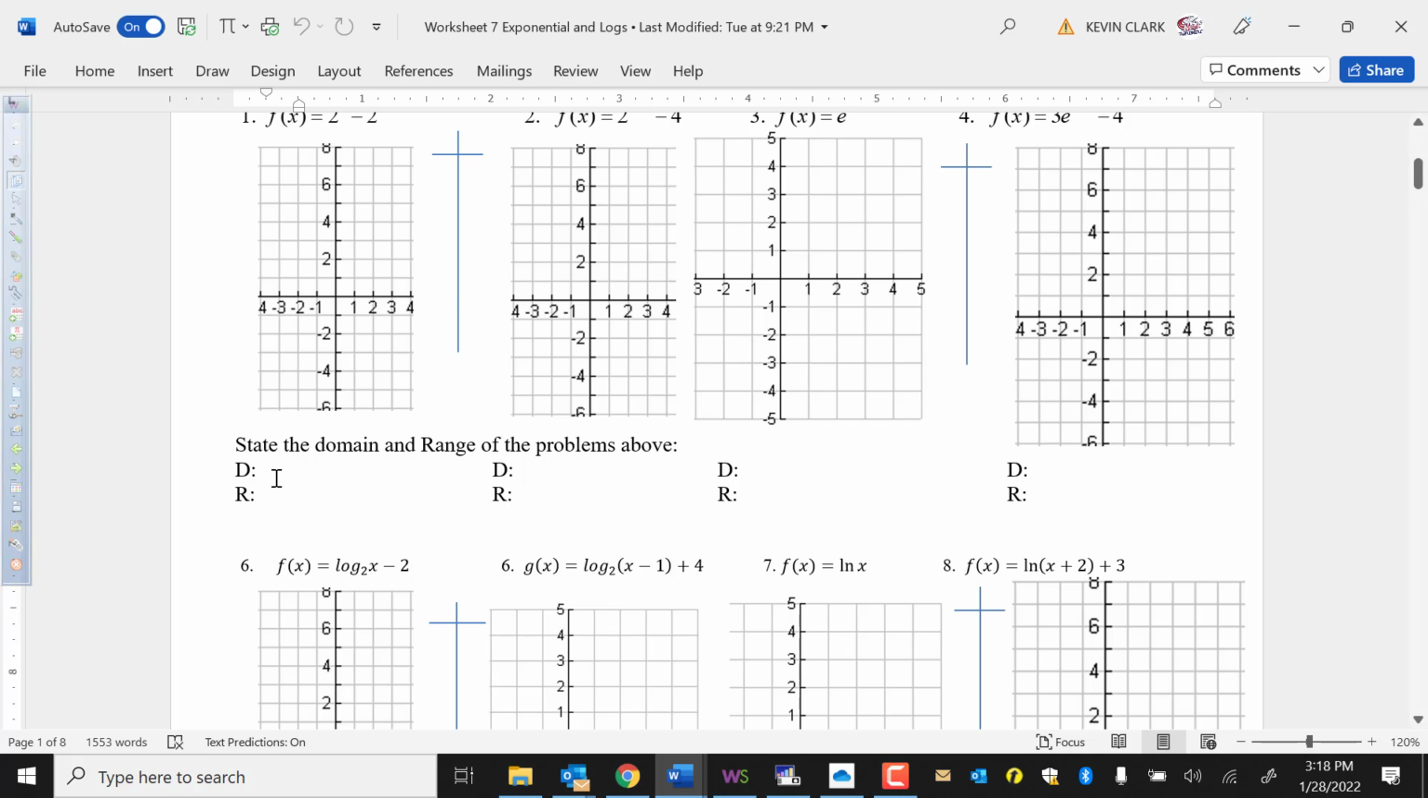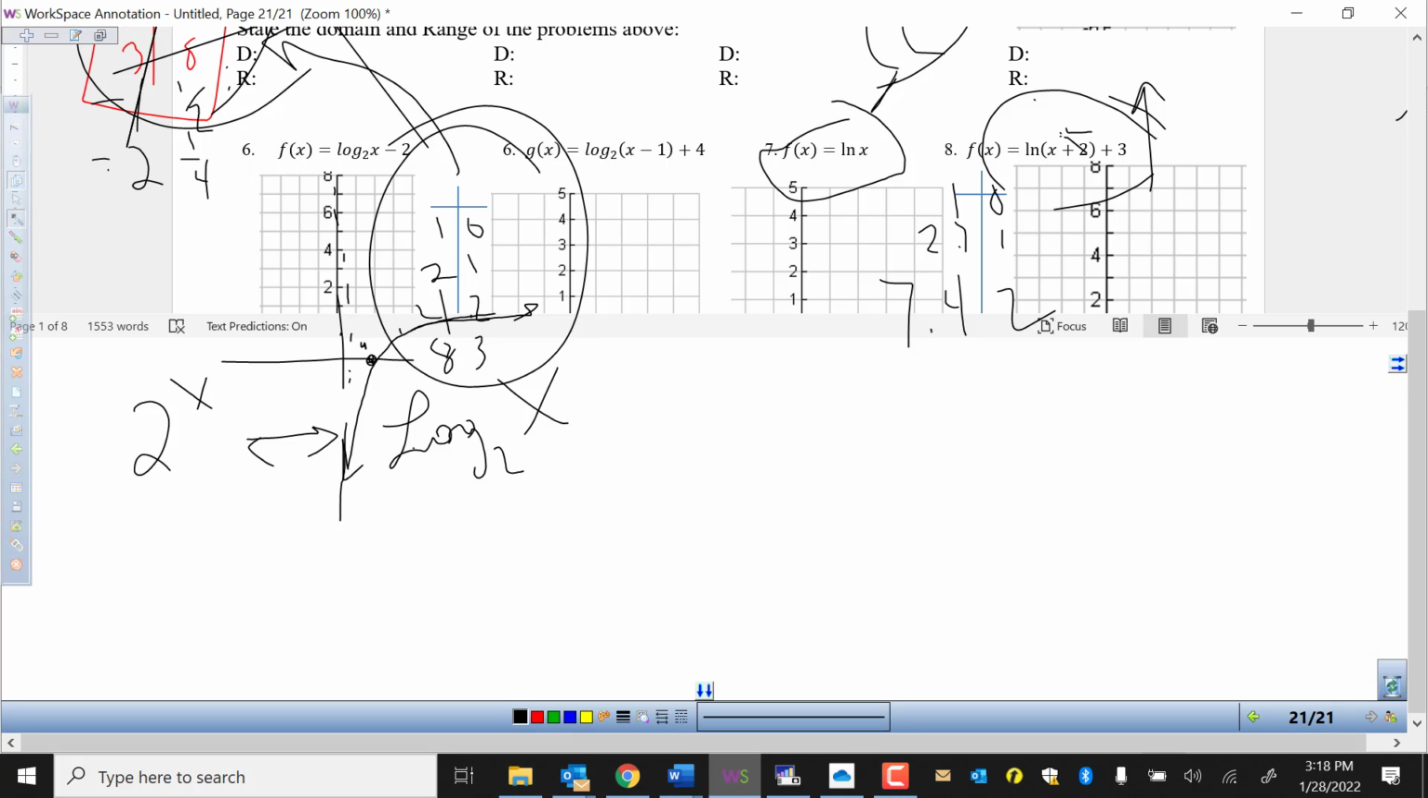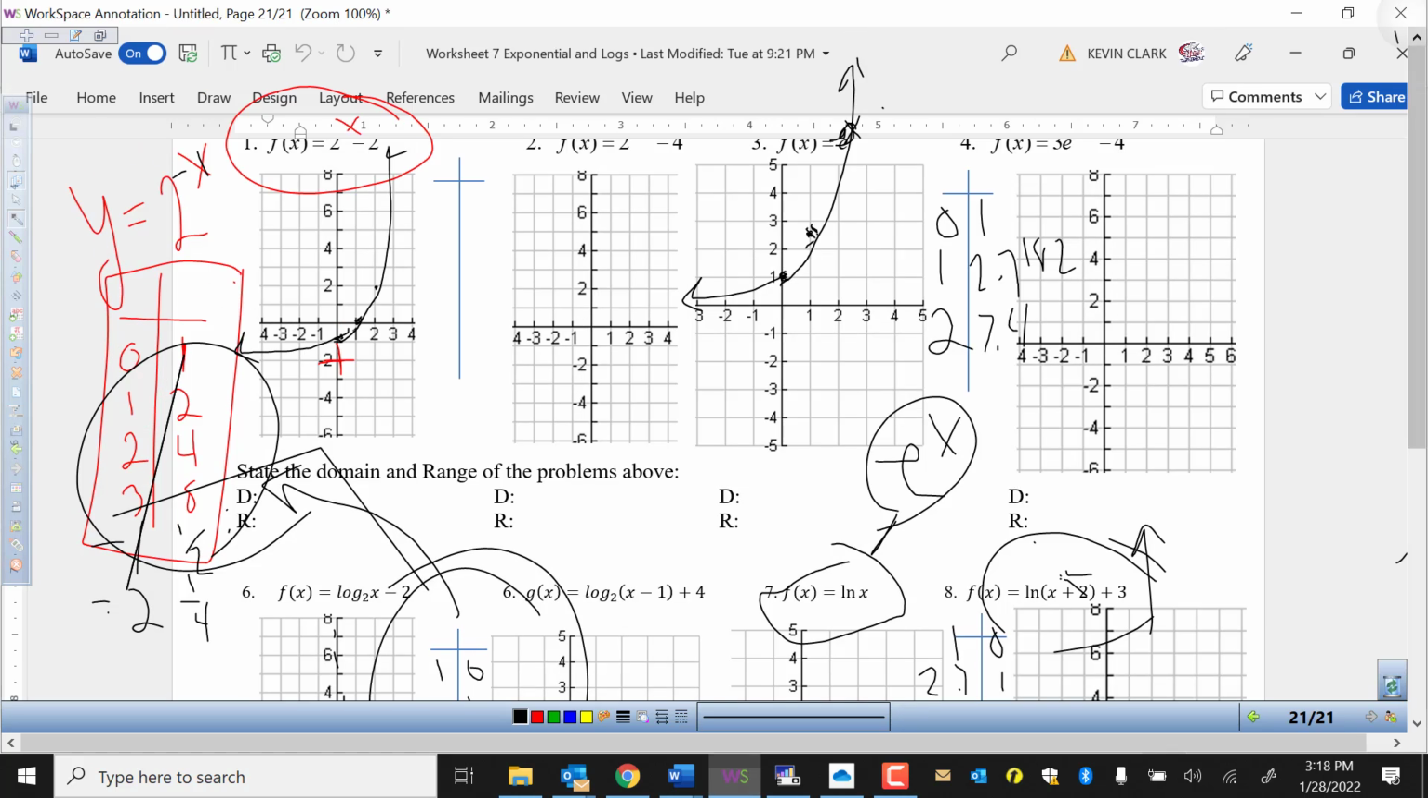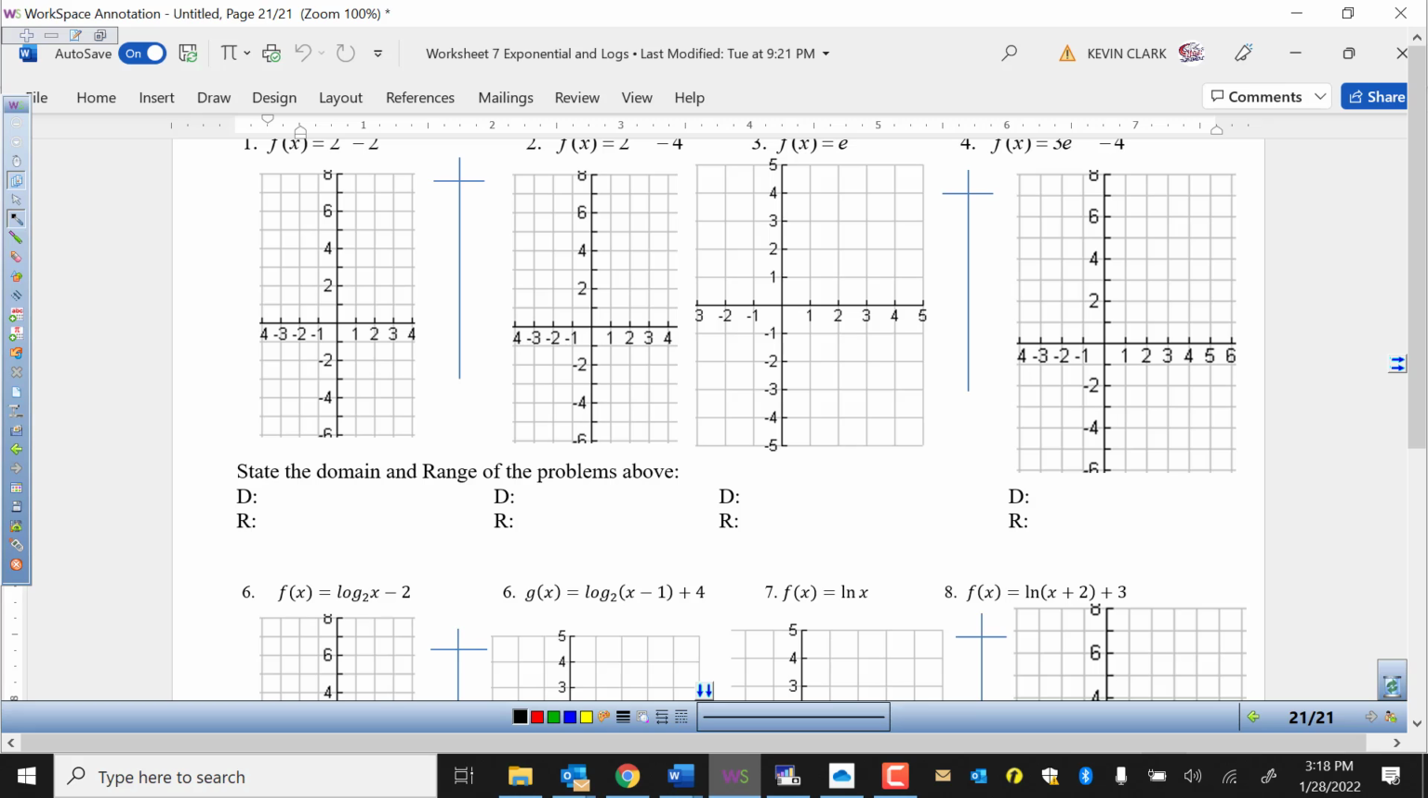You guys should still know domain and range. Remember, domain and range for the exponential function, if it comes down here and never touches the x-axis, that means you do not put a bracket for your range particularly. Your range would start at 0 and go up to infinity, but it never touches 0, so that's why I'm going to put a parenthesis. Domain is pretty simple. It can be anything, negative infinity to infinity.